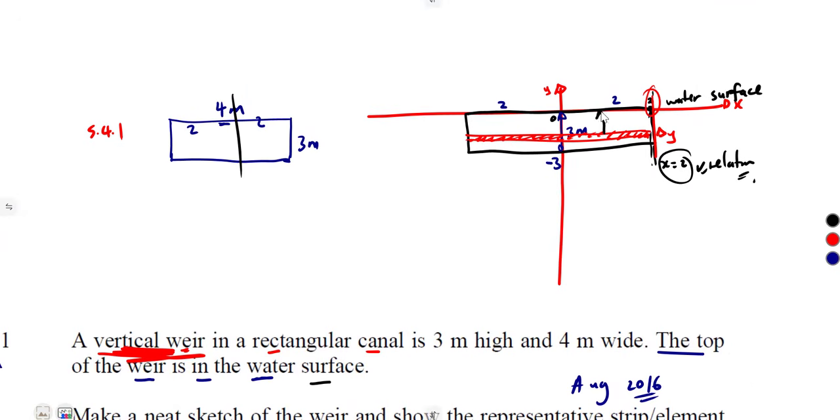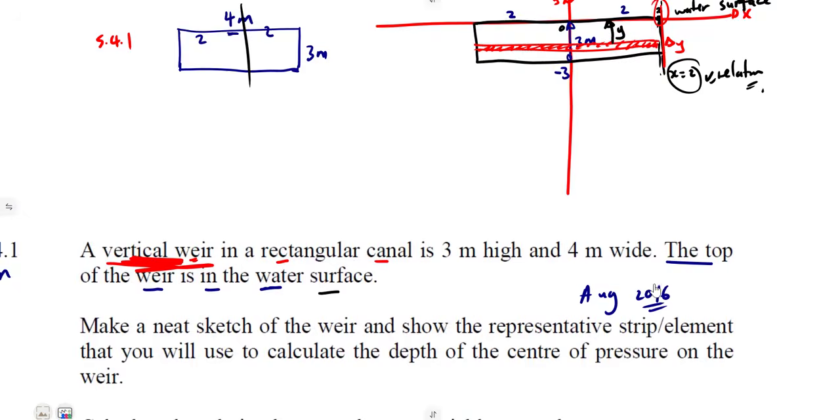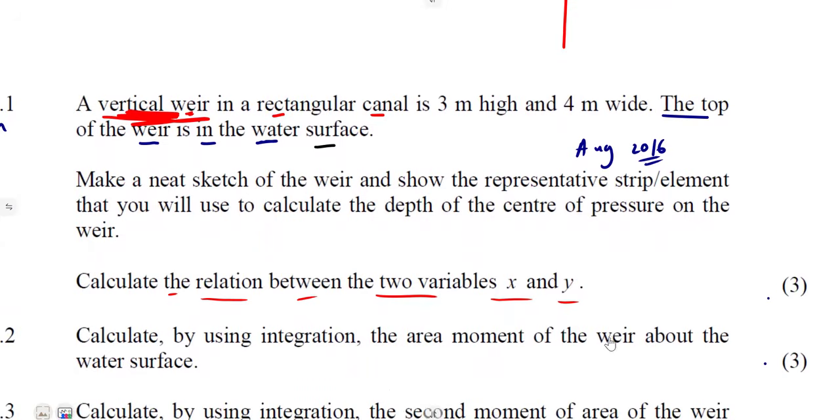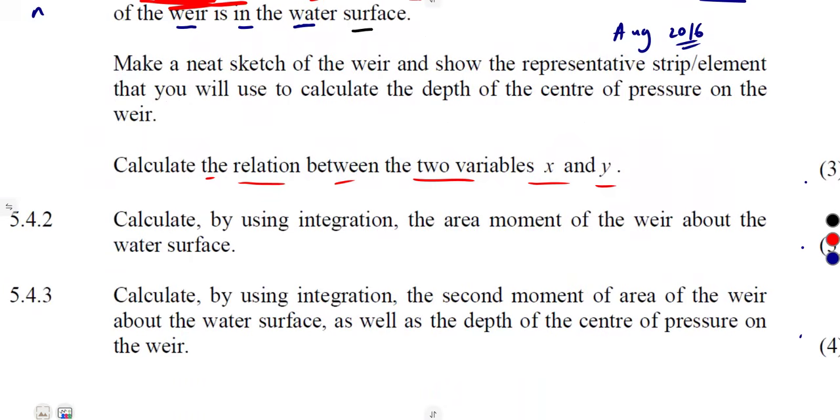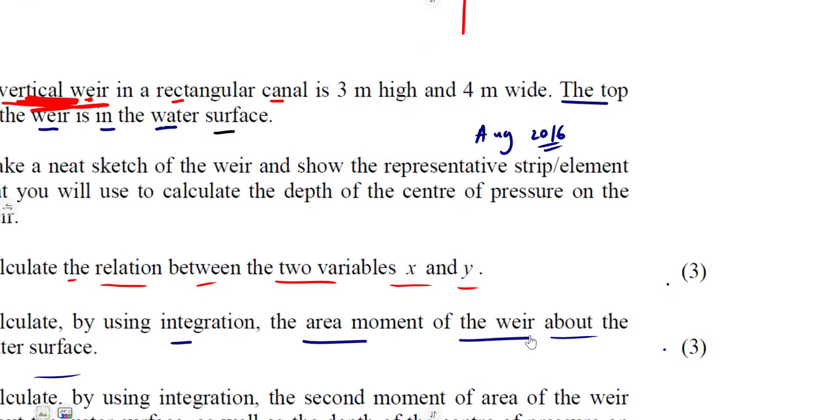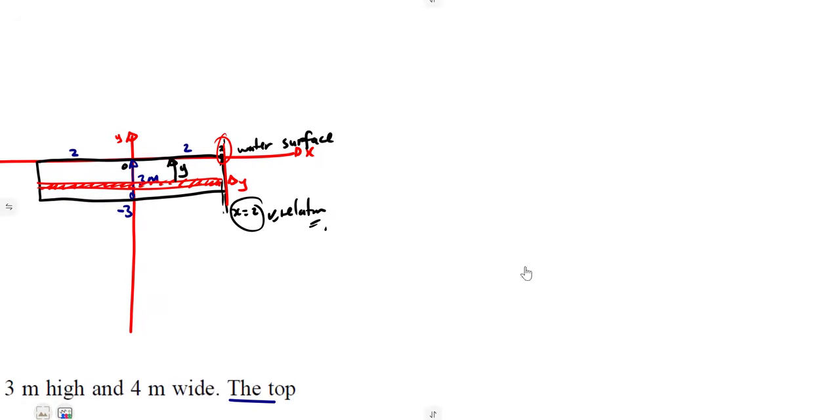We're going to need the y, the distance. All right, guys, this is what you're just going to need. You have all your marks there, you obtain them. Then 5.42, they will now want you to calculate by using integration the area moment of the weir, that tank, about the water surface. So we did this question, guys. It is a repetition. It is not going to change.